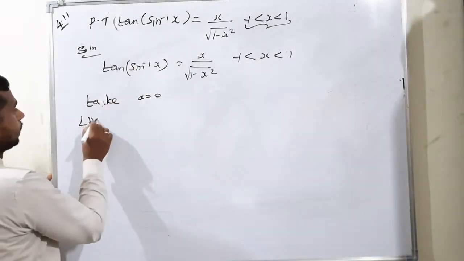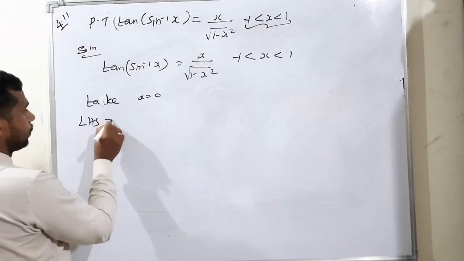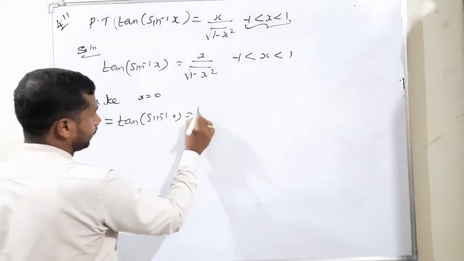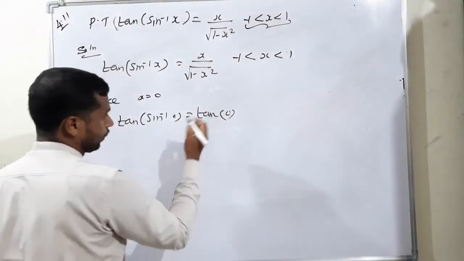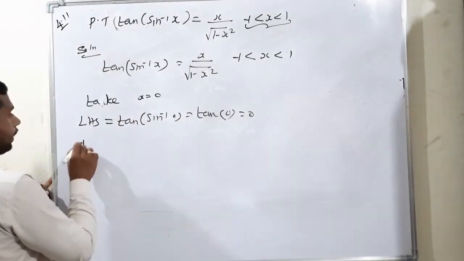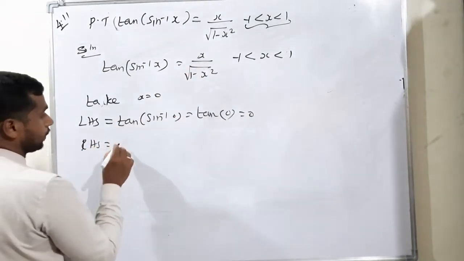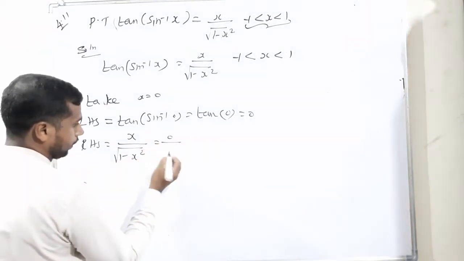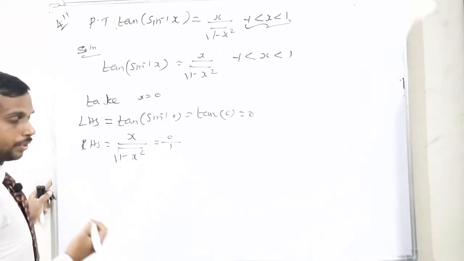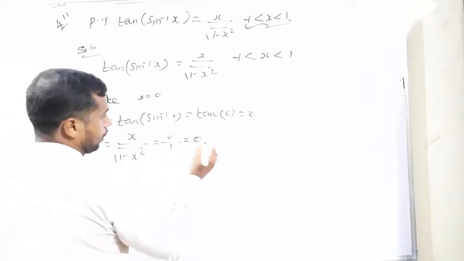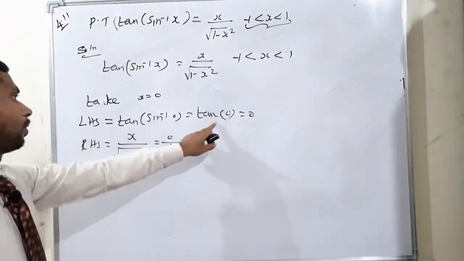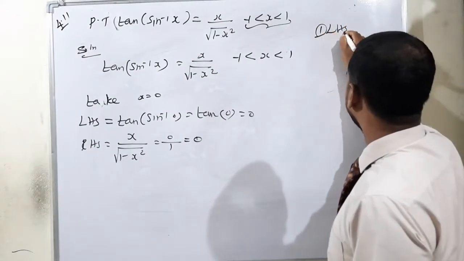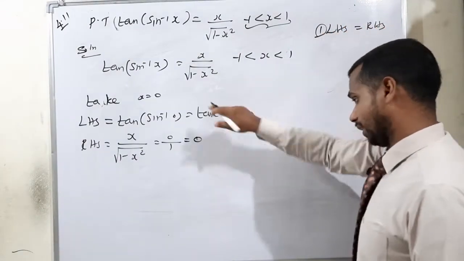In LHS, instead of x we have to take 0. So, LHS means tan of sine inverse 0, and sine inverse 0 means 0. Again tan 0 means 0. RHS, what is the RHS term? X by square root of 1 minus x square: 0 divided by anything. 1 minus 0 means 1 will come. So, 0 divided by anything means the value will be 0, isn't it? So, look, check it there, LHS equal to RHS. Therefore, the first statement, LHS is equal to RHS when x is equal to 0.